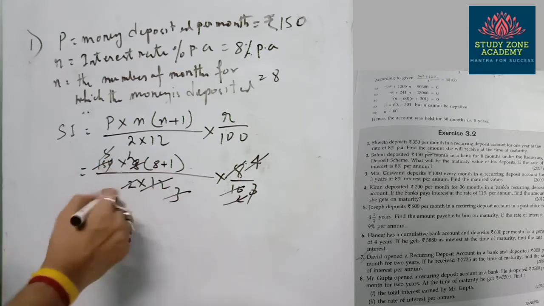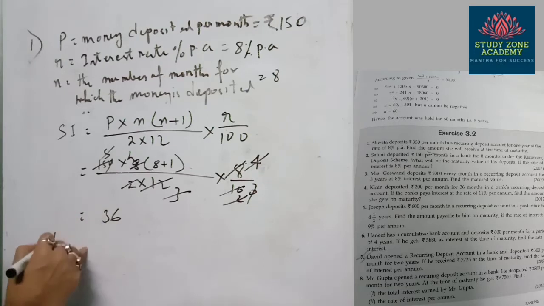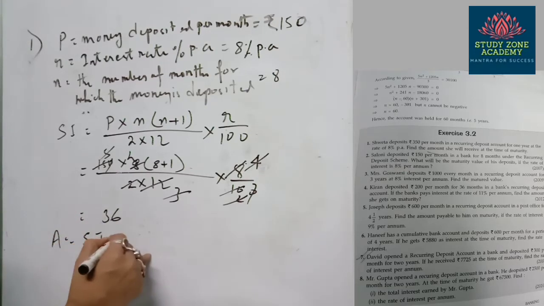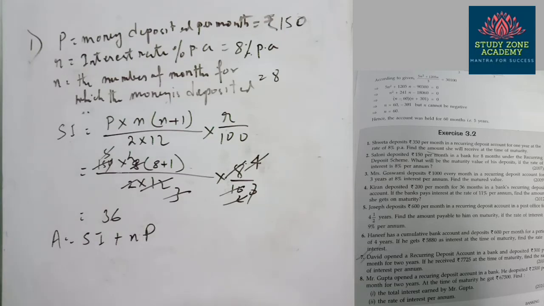Multiple calculation. Okay, fine. 4 into 9, that is going to be 36. So in case of amount, it is going to be the same thing, SI plus n into P. I hope you will be able to do it by yourself. Continue from here. Let us move on to the next sum.